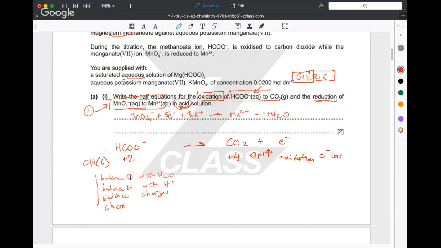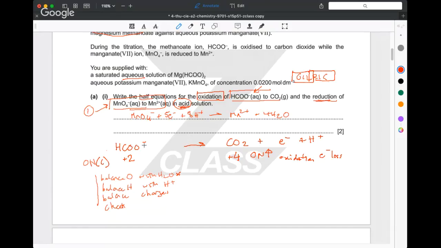So the first step, balance oxygen. Now, do we need to do that on this occasion? There's 2 oxygens here, 2 oxygens here. We don't need to do that step on this occasion. Then we have to balance the hydrogen with H+, but we've got 1 hydrogen atom over here, none over here. We can put a hydrogen ion over here. And then we've got to balance the charges.